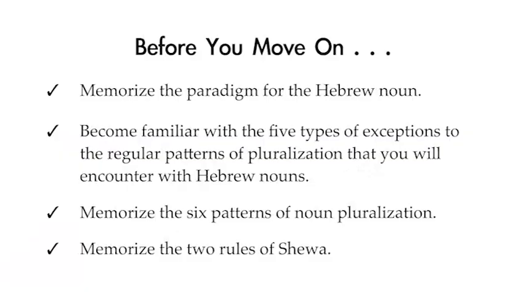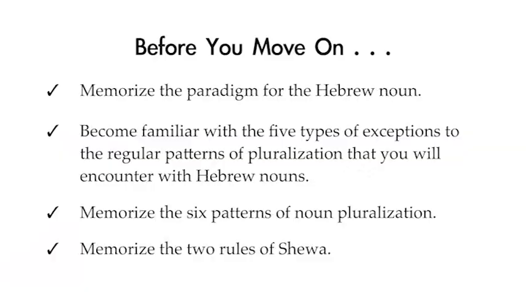It's very important to memorize these two rules because we're going to see them applied over and over again in the subsequent chapters. So before you move on then, what should you do? The first thing you need to do is memorize the paradigm for the Hebrew noun like a robot. Be able to spell every consonant and every vowel with absolute certainty and confidence and quickly. If it takes you more than 5 minutes to write out that paradigm, you don't know that paradigm. You should be able to write it out in less than 2 minutes.